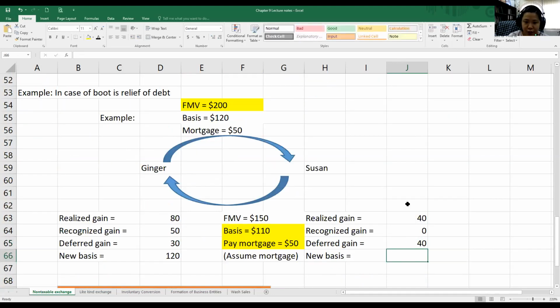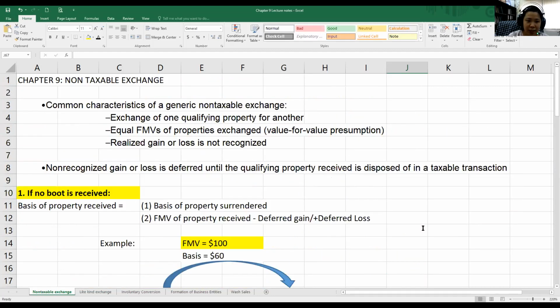And the new basis. How much will be Susan's new basis? Susan's new basis will be equal to fair market value of property received, which is 200, minus deferred gain, that will give you 160. So the new basis for Susan will be 160. All right, so that will be the example for non-taxable exchange.